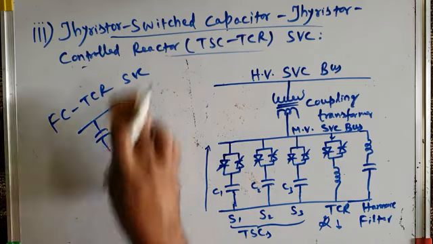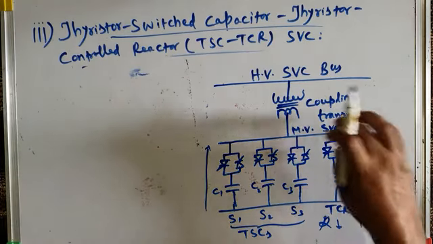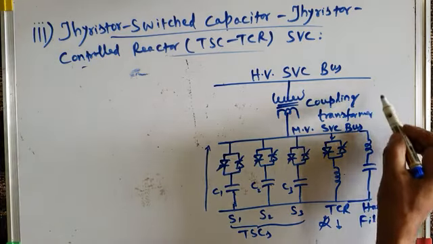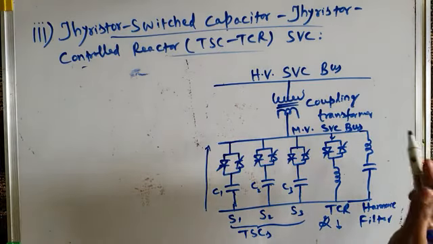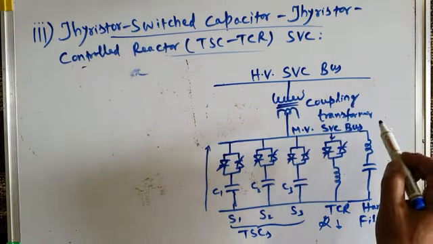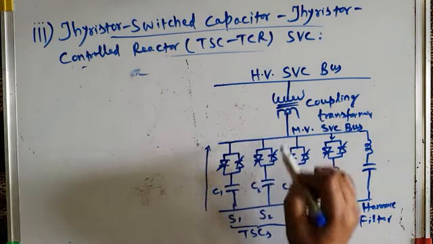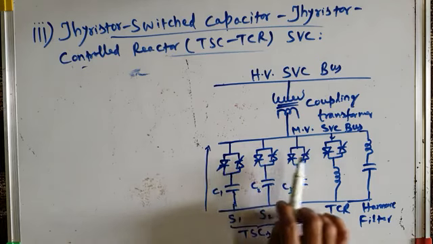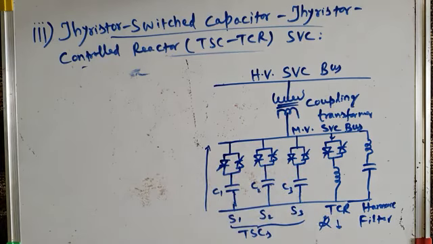Okay, but in this type of TSC, if there is no reactive power requirement of the load, if the load is, for example, operating at unity power factor, or during the light load hours, generally all industrial load is off, and during late night hours, light load hours, you don't need to inject any capacitive reactive power. So what will your controller do?